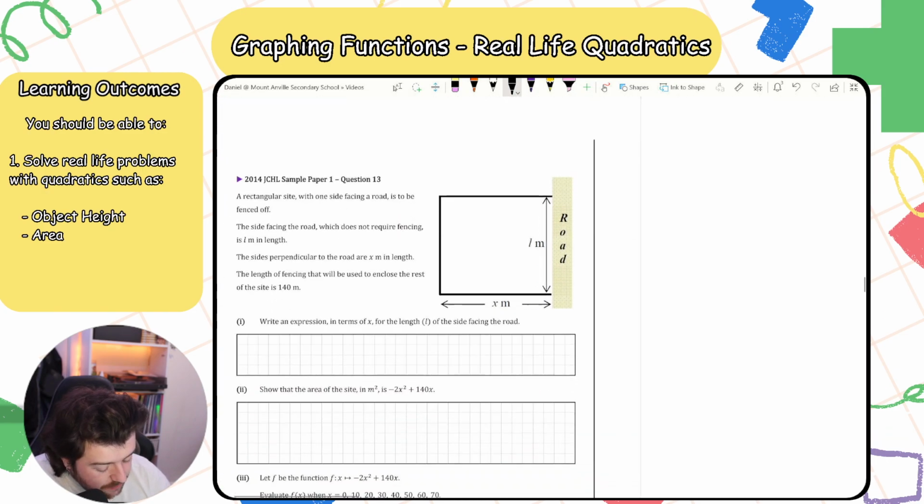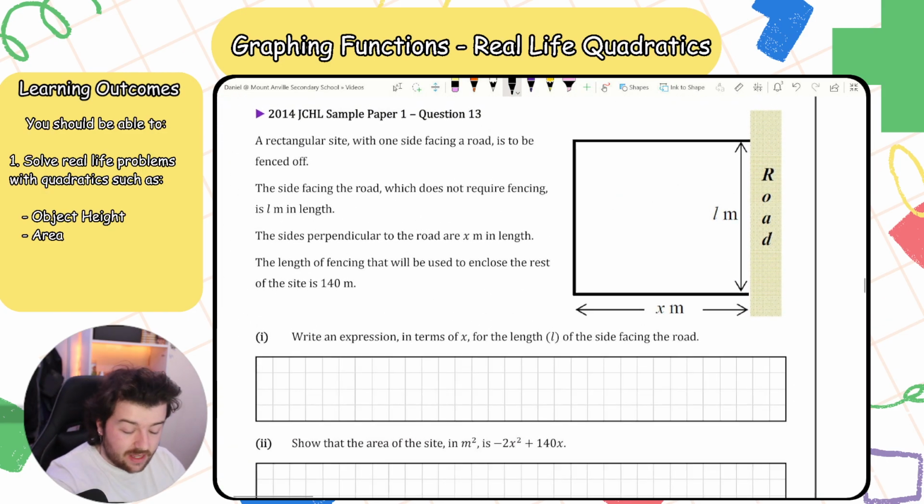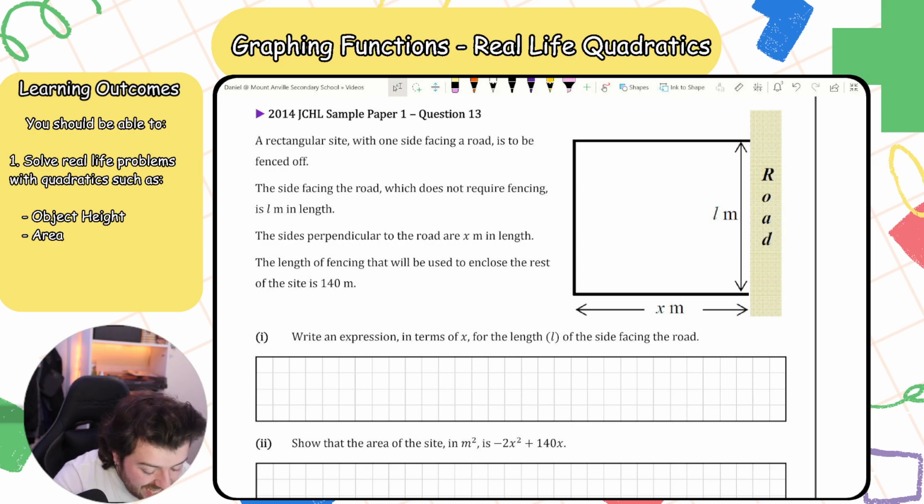Let's look at the next one now. So this one we're dealing with area and volume. This is from the 2014 paper. A rectangular site with one side facing a road is to be fenced off. The side facing the road, which does not require fencing, is L meters in length. So they're having something fenced off. They're not fencing the road. I don't know why, but they're not fencing the road, right?